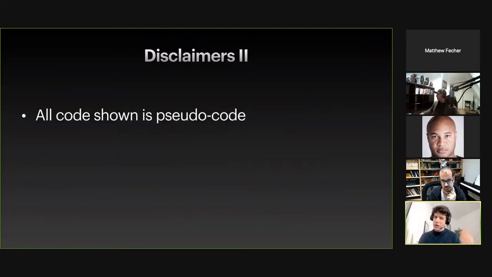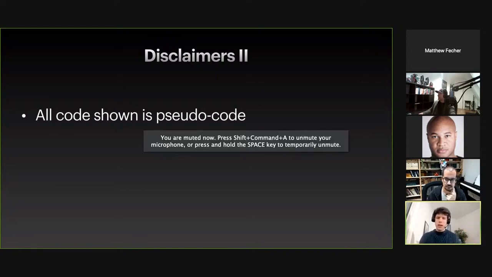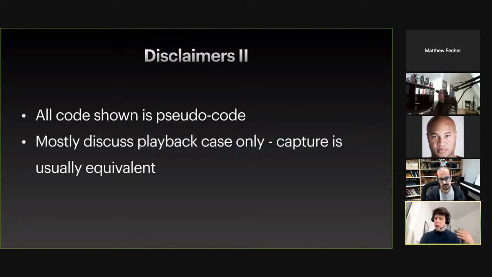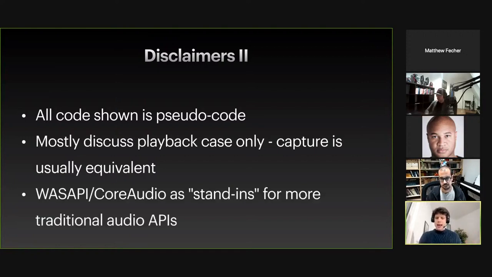Disclaimer number two is that all the code shown here is pseudocode. Normally the function calls will be the correct ones, but the number of parameters I may have omitted a few, or these are all C APIs, so I sometimes have multiple return values, which, you know, is C API. I will mostly only discuss the playback case, but the capture case is usually just equivalent. And I often compare the code to Core Audio, but really Core Audio is just a stand-in for traditional audio APIs. For example, JUCE or PortAudio all use the same style of audio API. So when I say Core Audio, you could also replace that with JUCE or PortAudio or any other audio API.